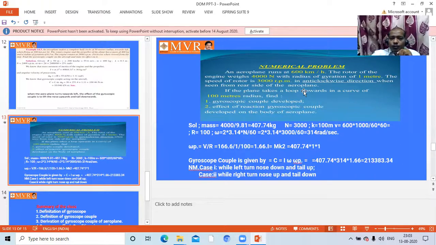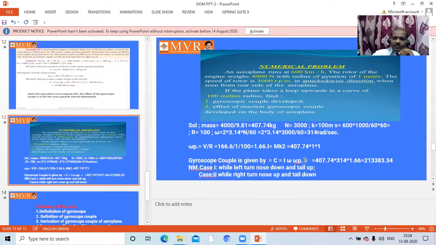If the plane takes a loop, in the sense it is taking a curvature or a round of 100 meters, so capital R is going to be 100 meters. Find the gyroscopic couple developed. The gyroscopic couple is C equal to I into omega p. I is m k square. So newtons is converted into mass first. Second, K, radius of gyration, is given as 1. So we will try to calculate the I value first.